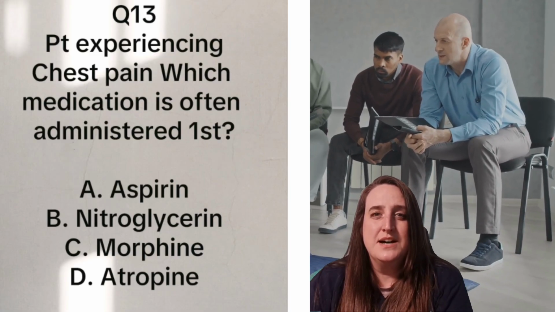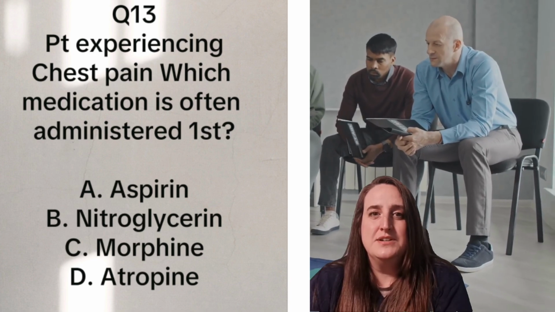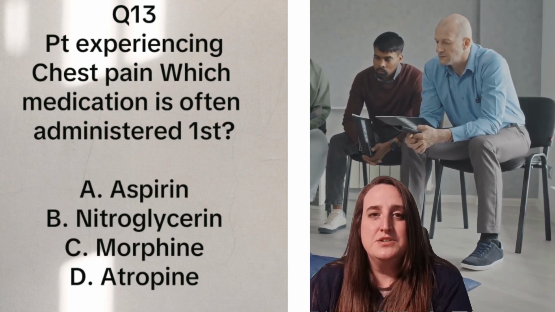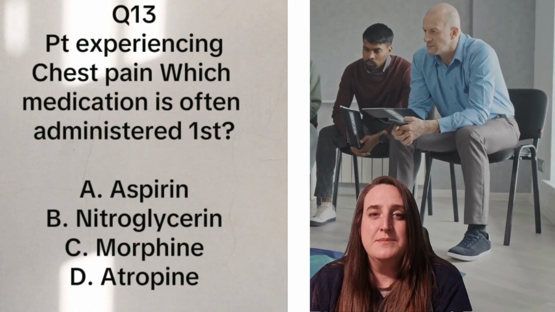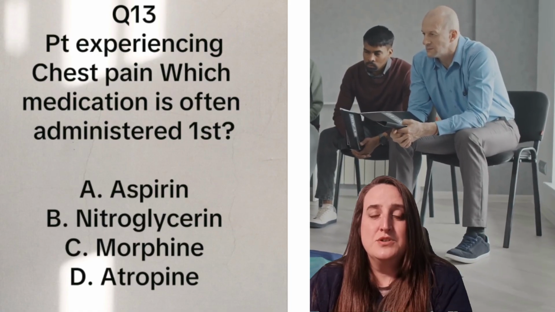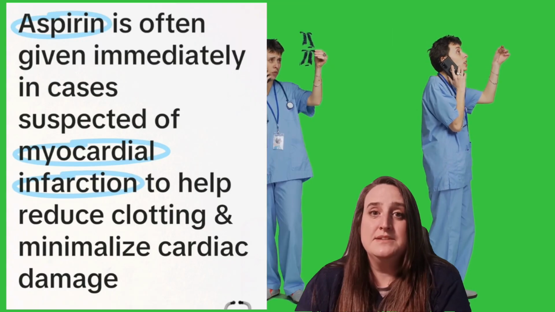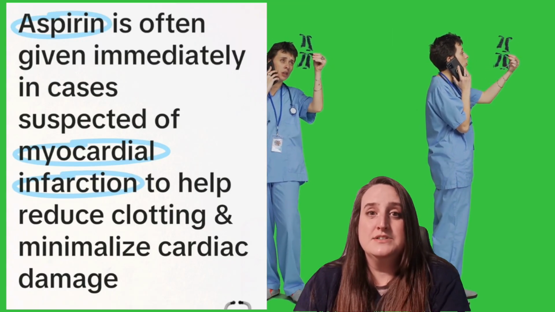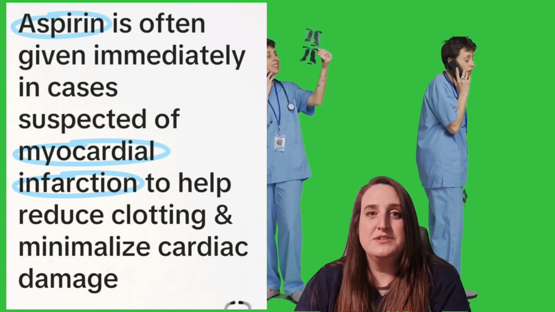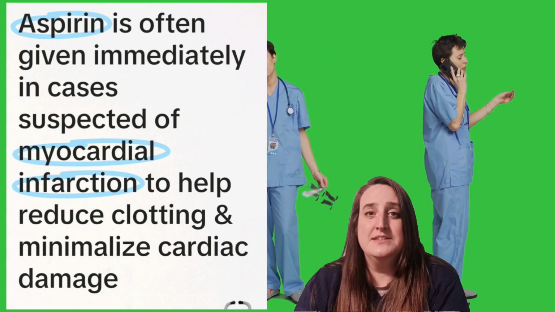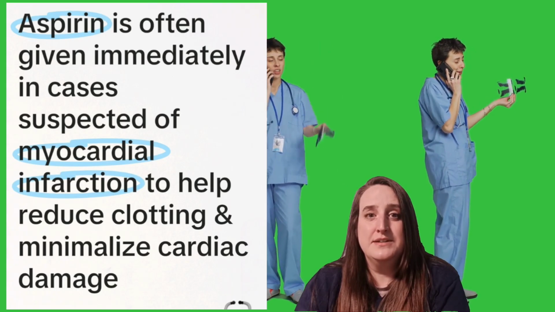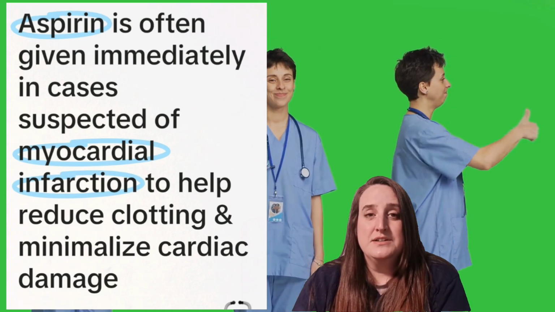Question 13. A patient is experiencing chest pain. Which medication is often administered first? A, aspirin. B, nitroglycerin. C, morphine. D, atropine. A, aspirin. Aspirin is often given immediately in cases of suspected myocardial infarction, heart attack, to help reduce clotting and minimize cardiac damage.